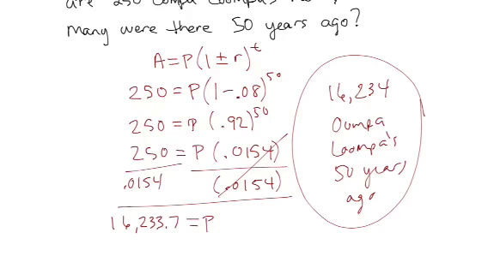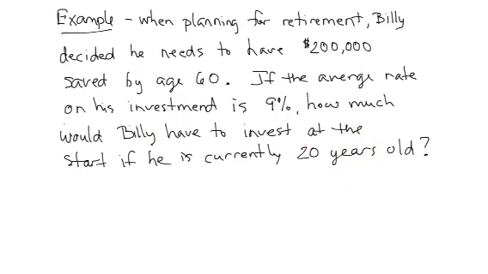So again, the same formula, just a different piece of missing information. We're not starting with the answer, we're starting with the answer and working back to the beginning. Let's try another one. When planning for retirement, Billy decided he needs to have $200,000 saved by age 60. If the average rate on his investment is 9%, how much would Billy have to invest at the start if he is currently 20 years old?